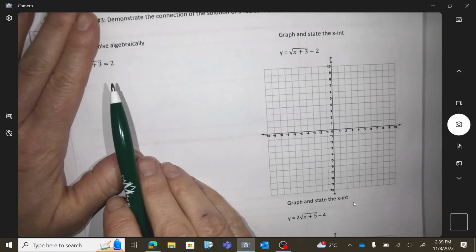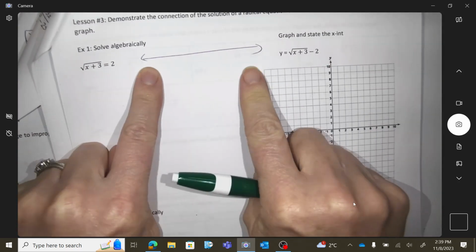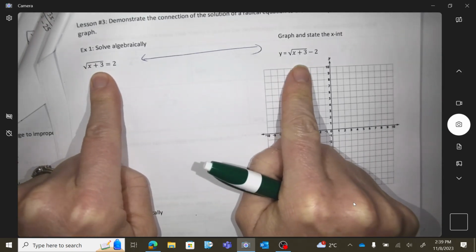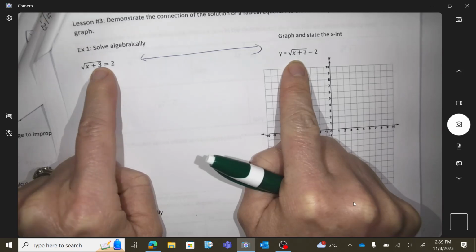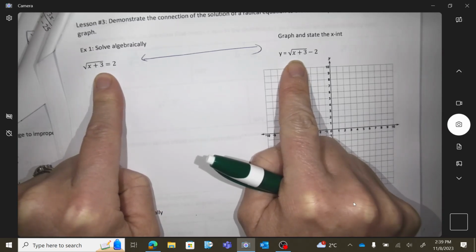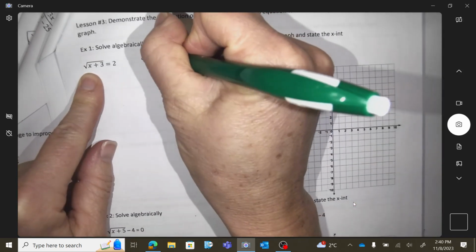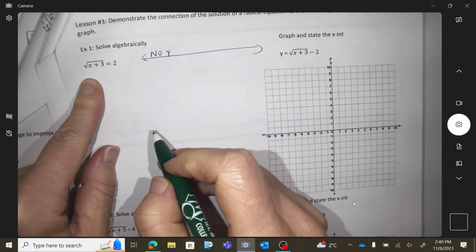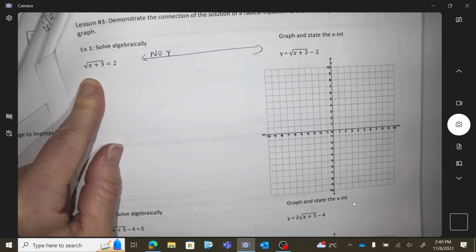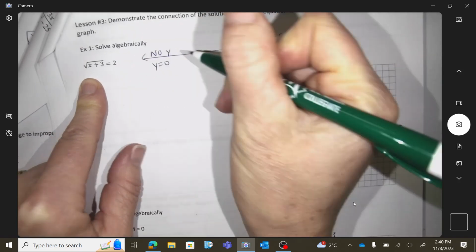So, can anybody tell me what's the difference between this and this? What's the difference between this and this? This one has no y in it, right? So if it has no y present, what do I know about y? The y equals 0.